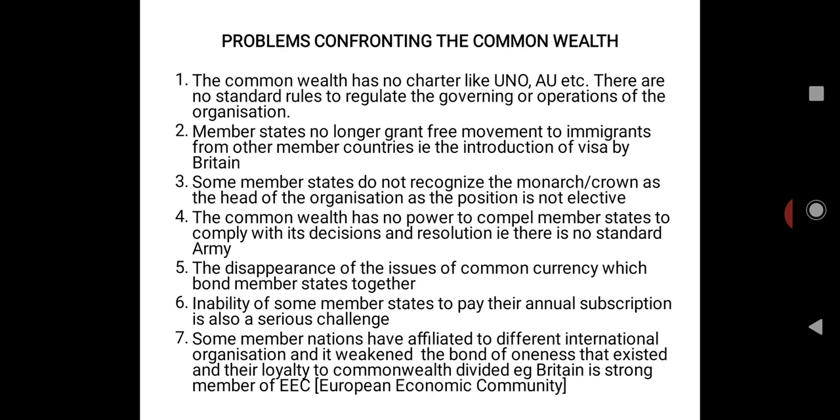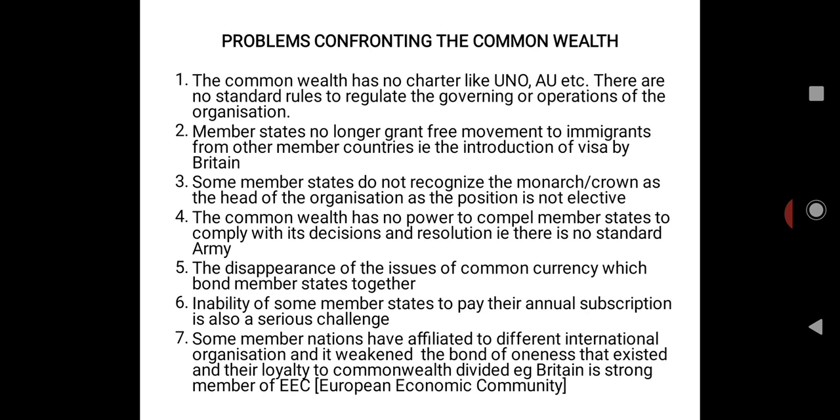Having gone through these topics and subheadings, let us look at the problems confronting the Commonwealth of Nations. Now, I must tell you that most of the time in external exams, this type of question used to come out. What are the problems confronting the Commonwealth of Nations? We have to look at it, analyze it, evaluate it and digest it.